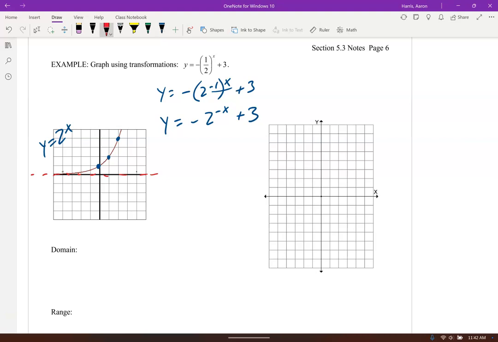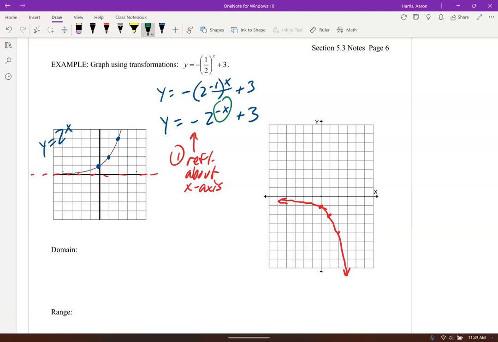Number one, let's do a reflection about the x-axis. Okay, let's do that first. I'm not going to write y equals 0, I'm just going to flip it over. So instead of 0, 1, I got 0, negative 1. Instead of 1, 2, I got 1, negative 2. Instead of 2, 4, I got 2, negative 4. So here's the first transformation, reflected about the x-axis.